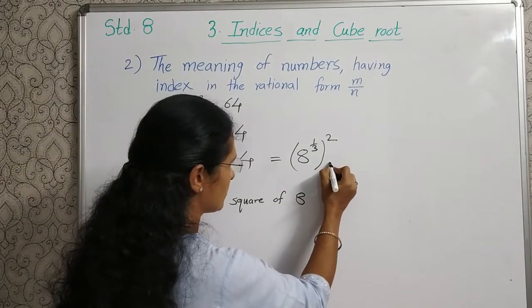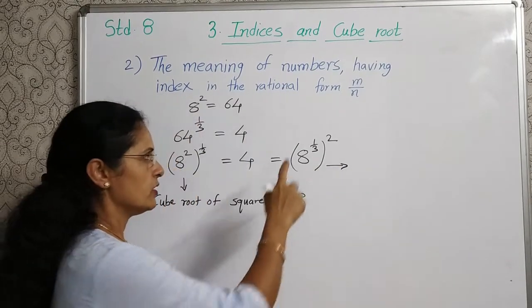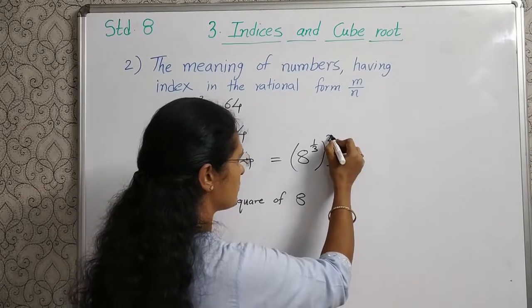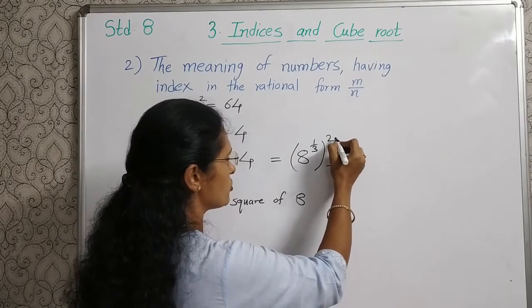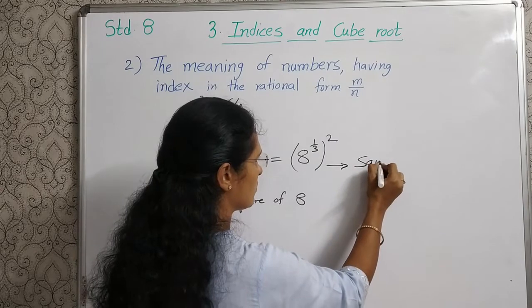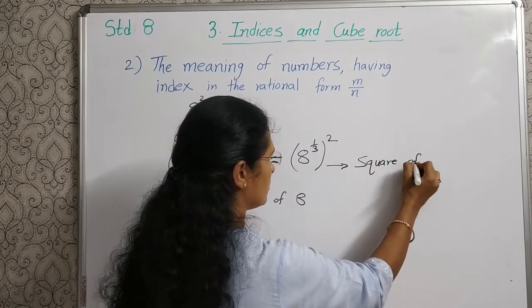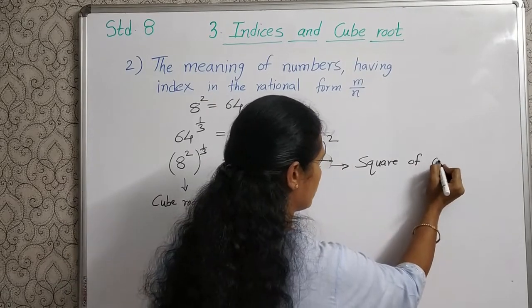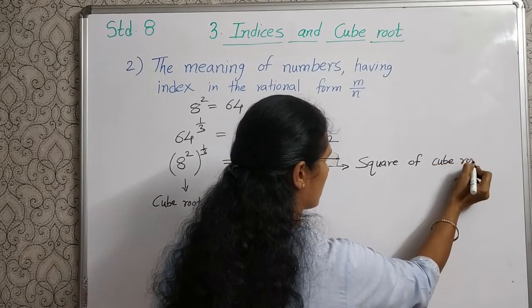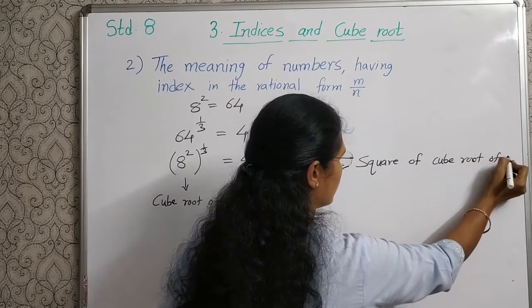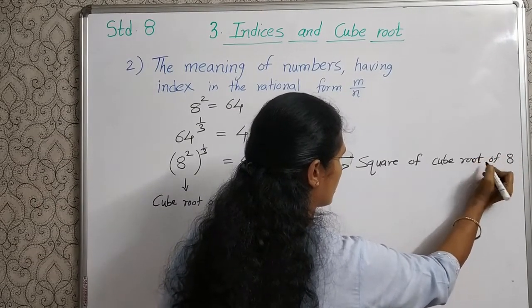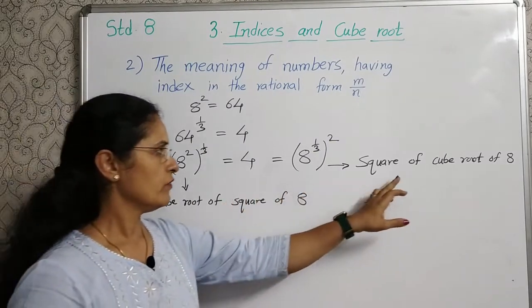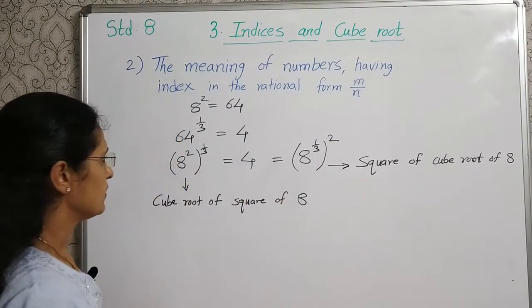Now how to read this? Here square is the outermost index, so first we start from here. So square of cube root of 8. So the meaning is different. The name we use for this is different.